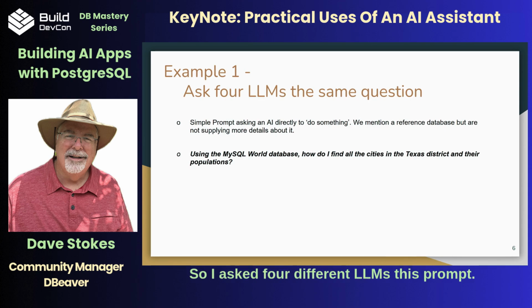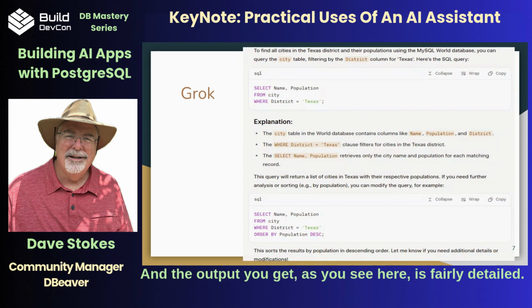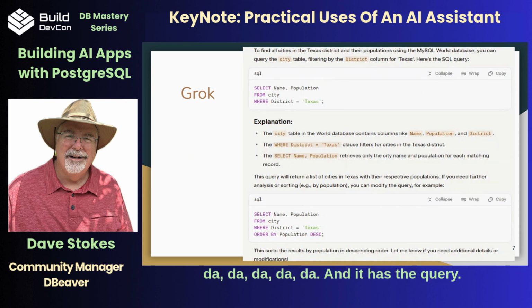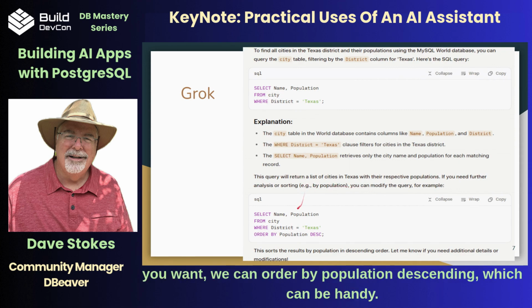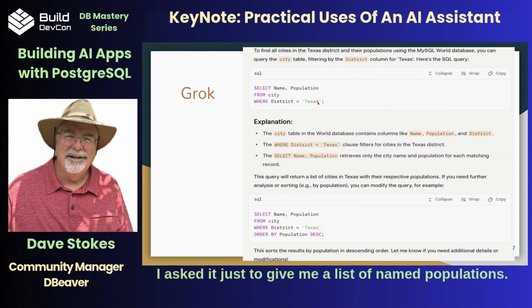So I asked 4 different LLMs this prompt, and the first one I tried was Grok, and the output you get, as you see here, is fairly detailed. To find all the cities in the Texas district, and it has the query. Select name, population from city where district equals Texas, and explains why it is doing that. So then it goes on to say, hey, if you want, we can order by population descending, which can be handy. But remember, I asked it just to give me a list of the named populations.